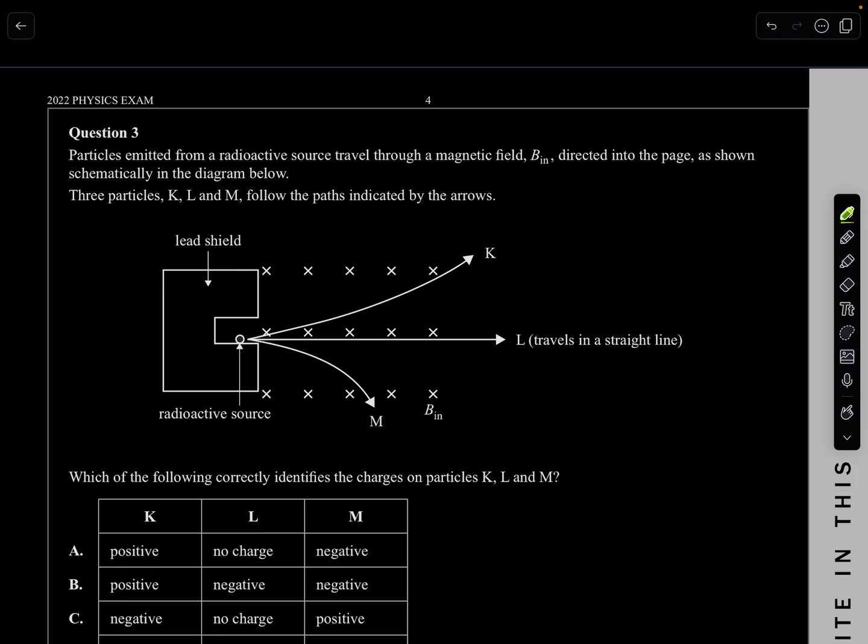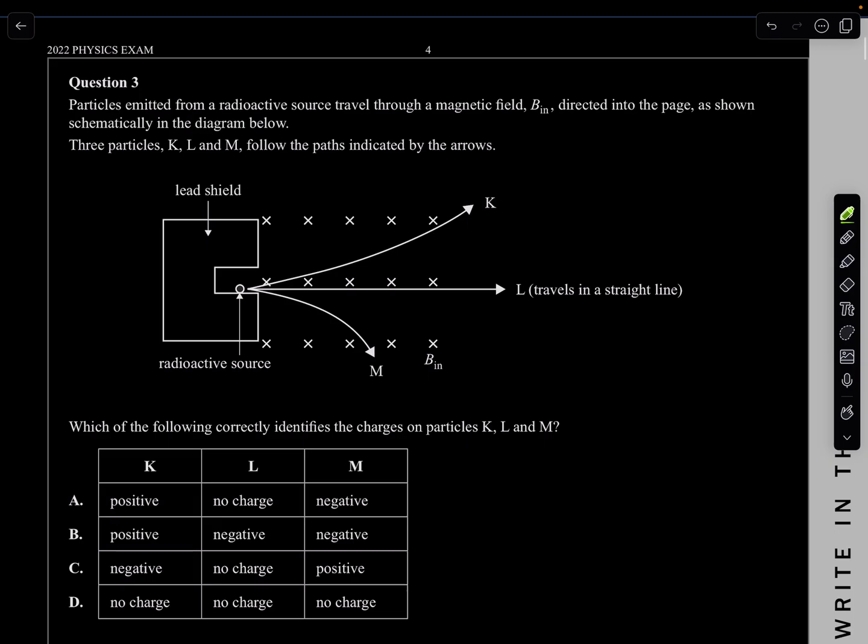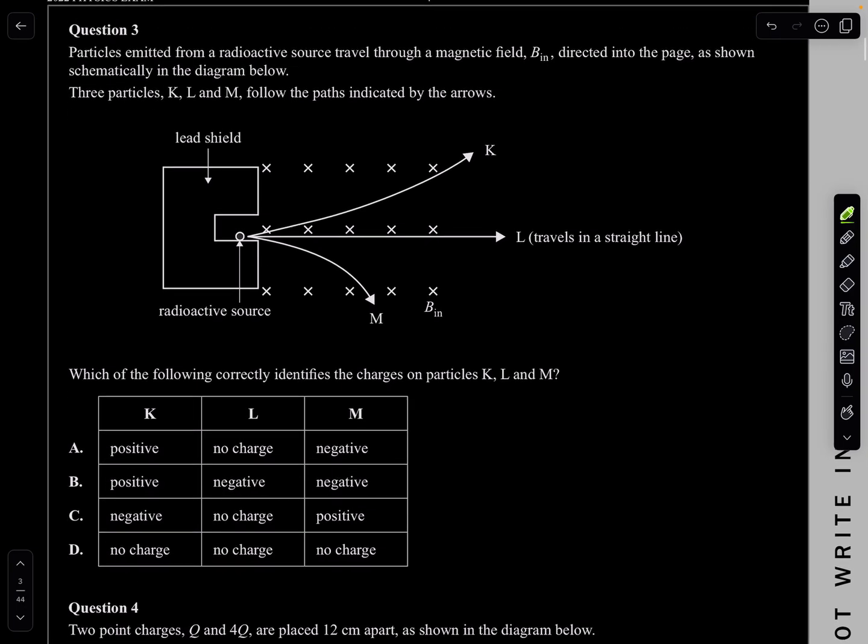as shown schematically in the diagram below. Three particles K, L, M follow the path indicated by these arrows, alright? Which of the following correctly identifies the charges on particles K, L, and M? Actually, this question, I've seen it in one of those exams, I think it was a VCE chemistry exam, Units 1 and 2, and I saw one of these kind of similar questions.